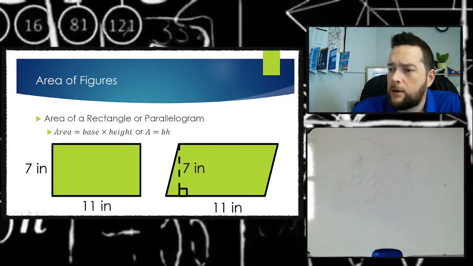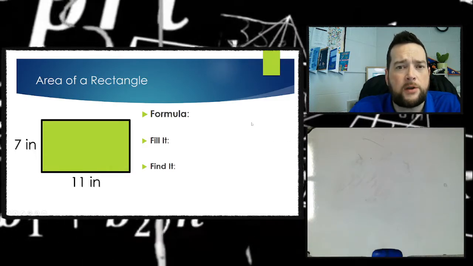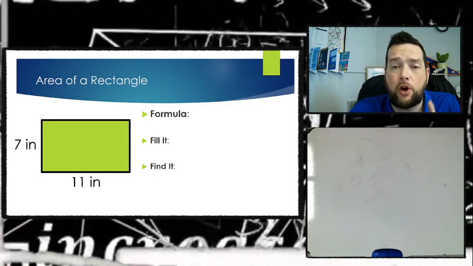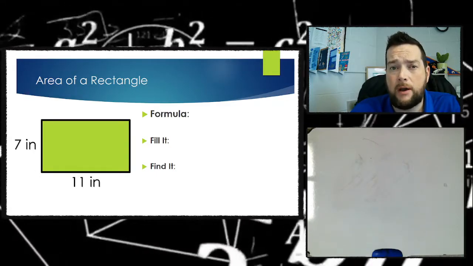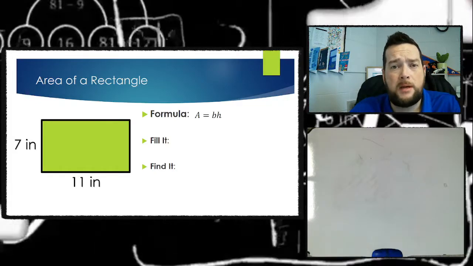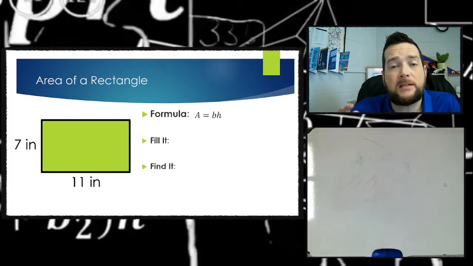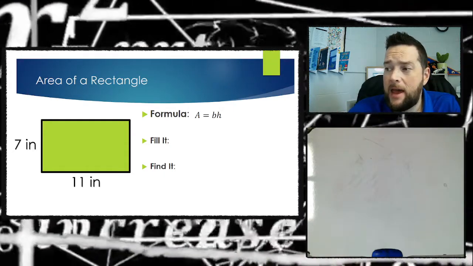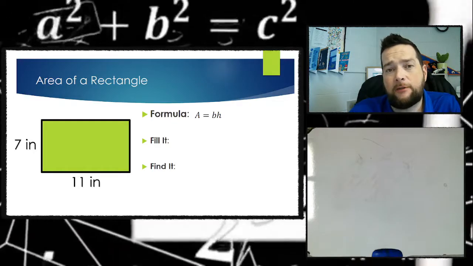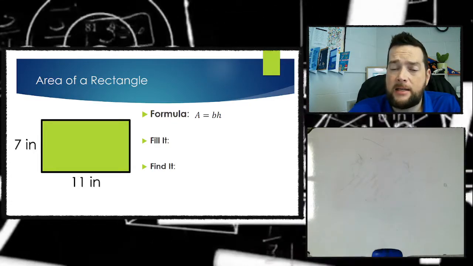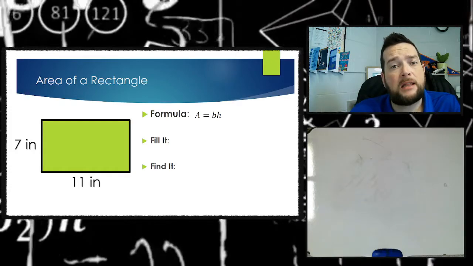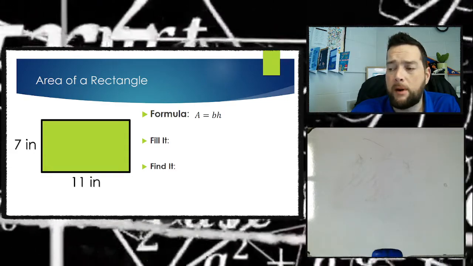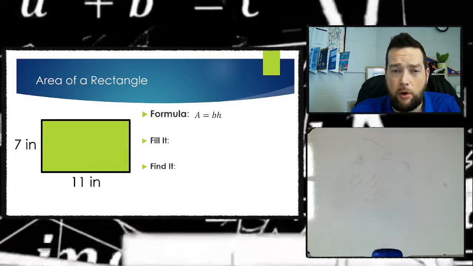So let's start with this rectangle that you see on the screen. The first thing you want to do is find the correct formula. We're trying to find the area of this rectangle, so we need the formula that gives us the area, and that's area equals BH, or A equals BH. The A stands for area, the B stands for base, the H stands for height. You might have heard it as length times width. It's really just two dimensions on a rectangle or a parallelogram, and you simply multiply them.